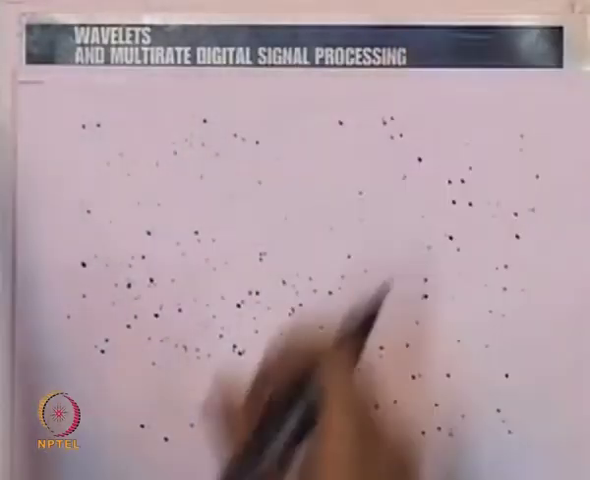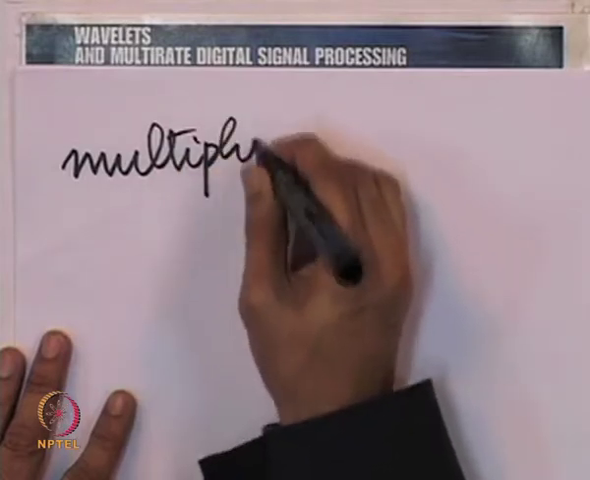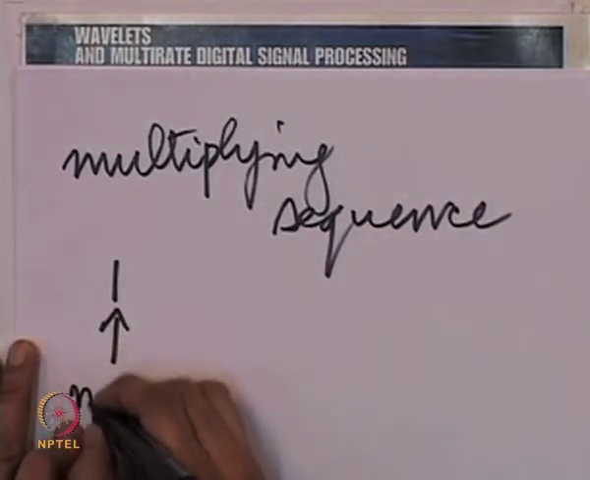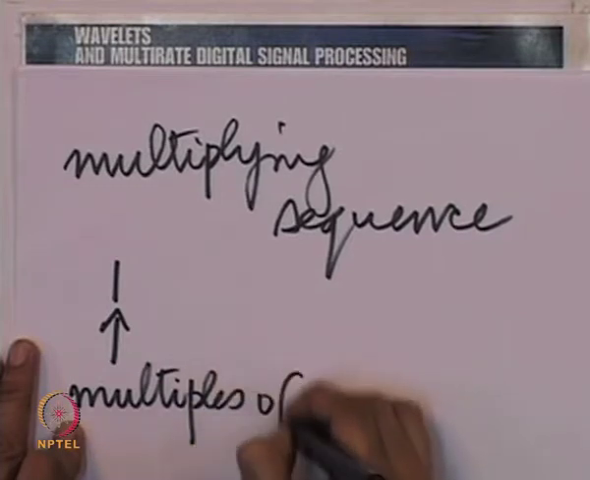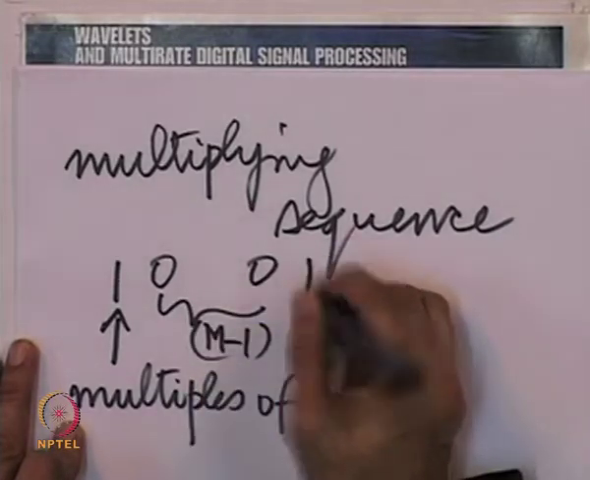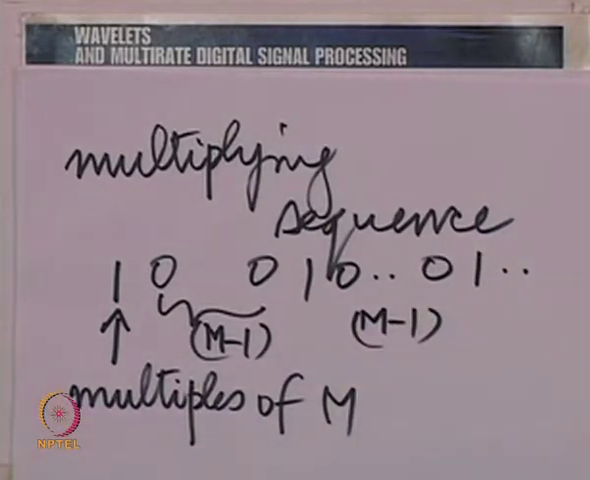Now, in general, for other m, the corresponding multiplying sequence would be 1 at all multiples of capital M, followed by m minus 1 zeros in between. Again a 1 and then m minus 1 zeros and so on. So, this is a periodic sequence. In the modulation approach, the idea is instead of decomposing the sequence in time, we essentially treat the sequence as a sum of modulates, and we combine the down and the up sampler when we treat it thus as a sum.